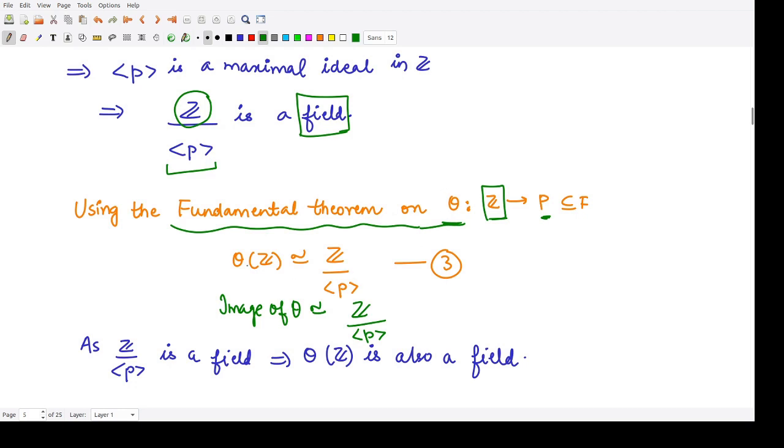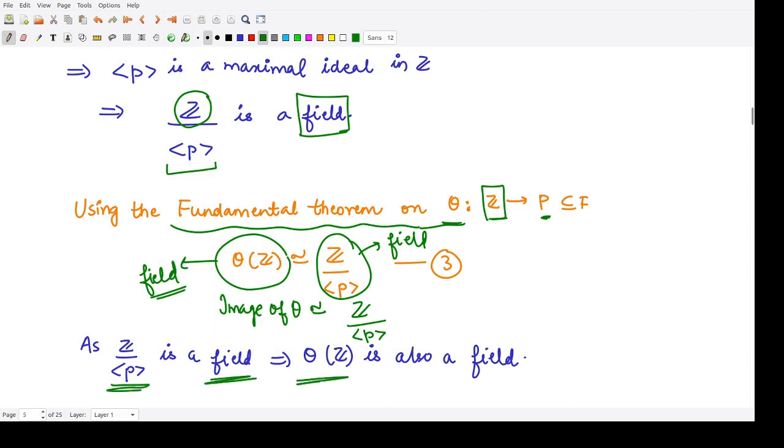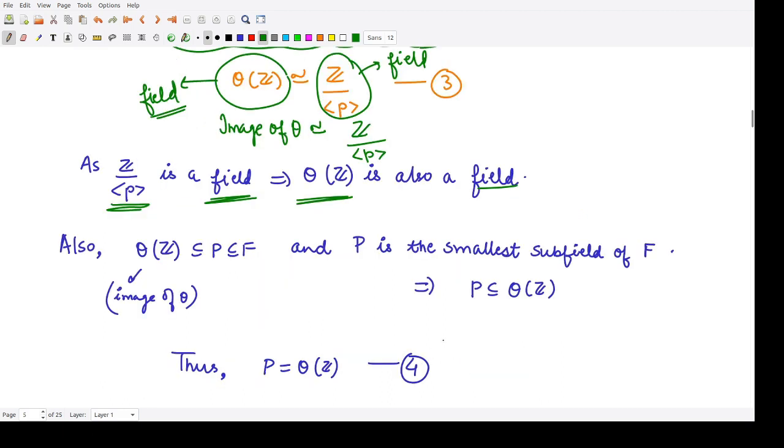So from here we got that theta of Z is nothing but this. And what is this? This is a field. That means theta of Z is also a field. If theta of Z is a field, that means Z divided by this maximal ideal generated by P is also a field. Because theta of Z is a field, and being an image of theta, where theta was defined from Z to P, theta of Z would be contained in P. So we have said theta of Z is contained in P, and because P was a prime subfield of F, this would be a subfield of F.